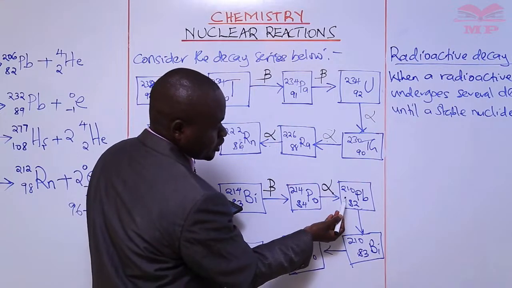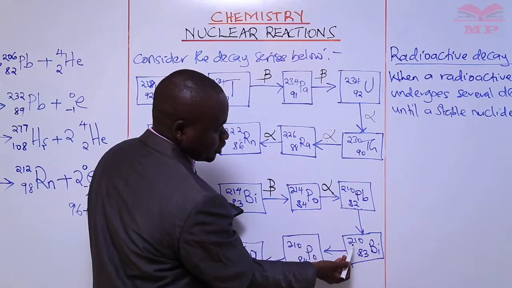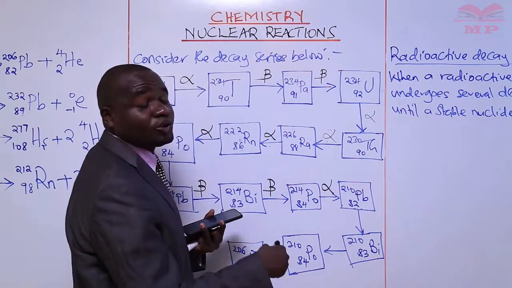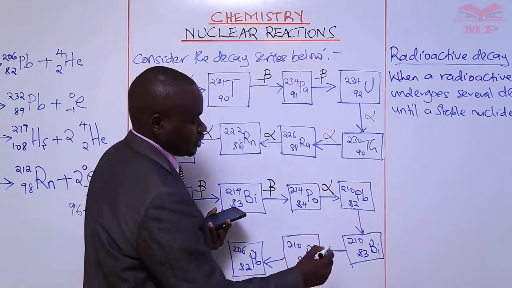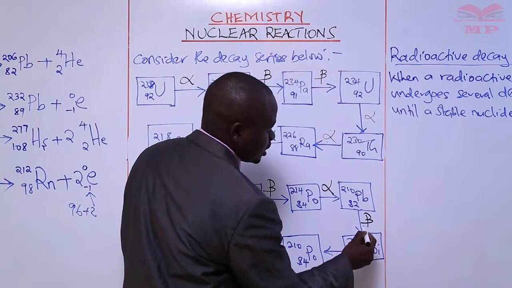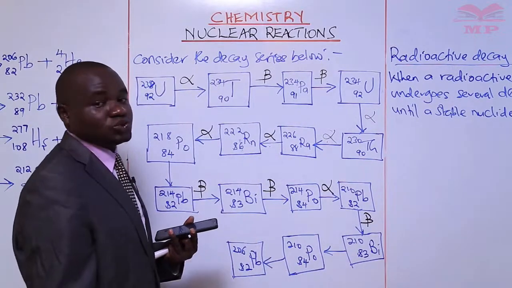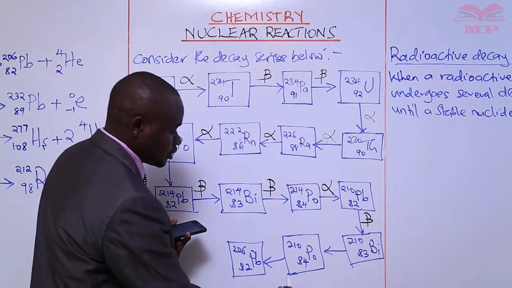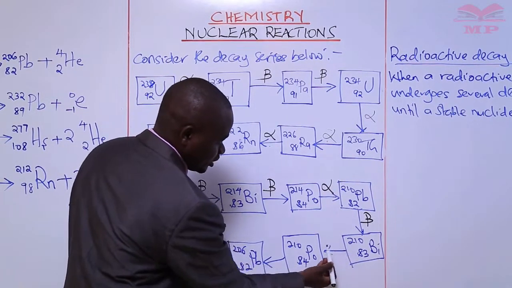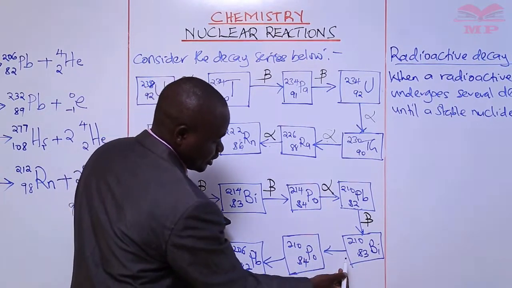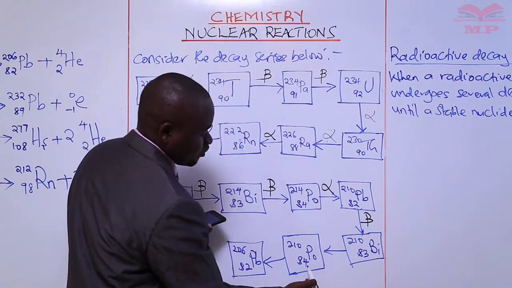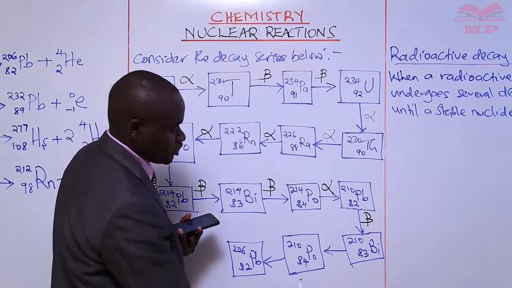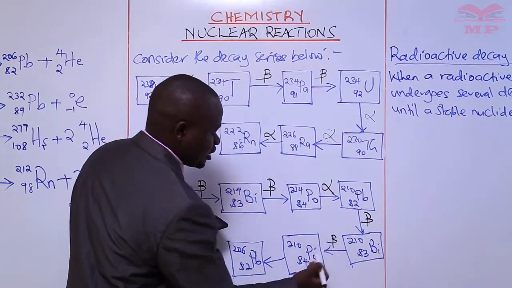How about this one? Mass number 210, 210. It has not changed. So automatically that should tell you that that is a beta particle. Remember I said beta particle, the mass number does not change. How about this one? Mass number 210, mass number 210, atomic number 83 to 84. That means there is emission once again of a beta particle.